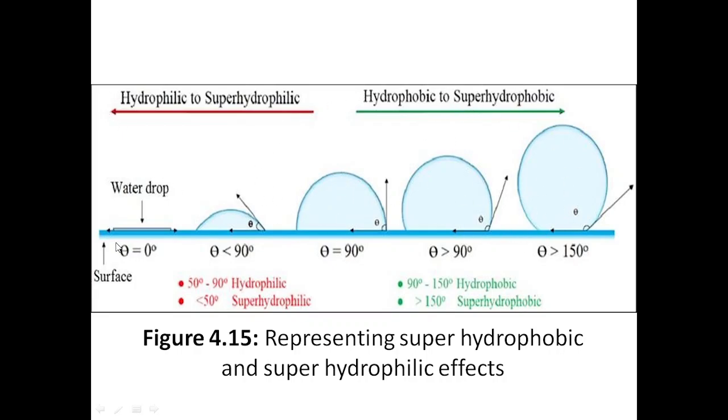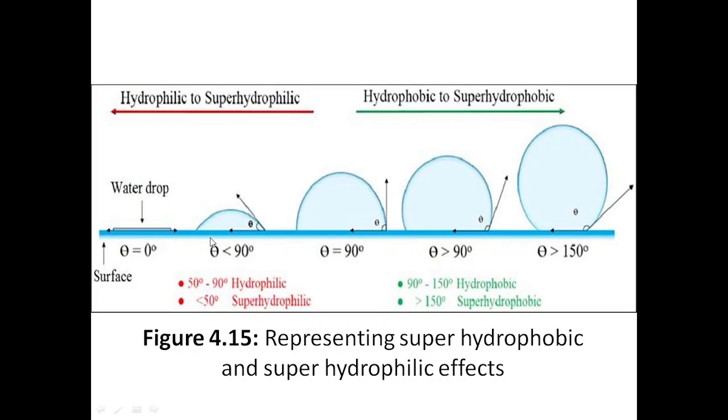Now, how do we measure this contact angle? Imagine this is a surface and water is falling. When you put water on a slide, if it is distributing all over the surface, then it has a 0 degree contact angle. So the surface is more hydrophilic, meaning water loving.